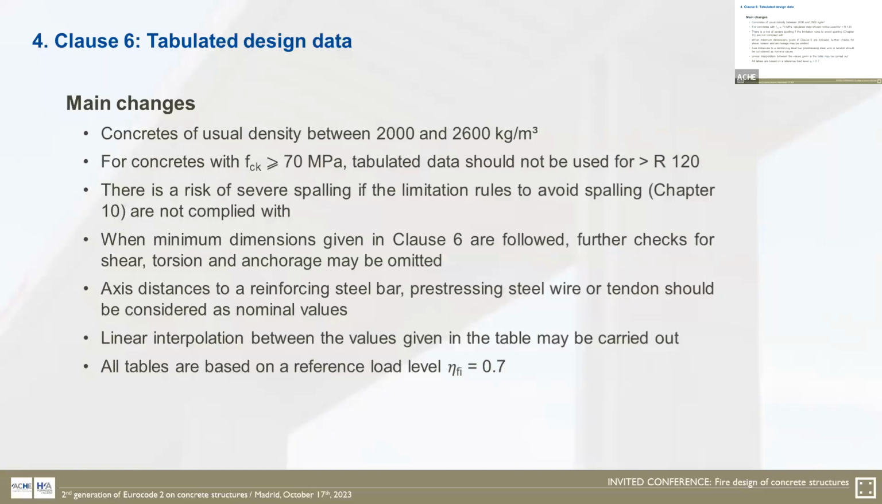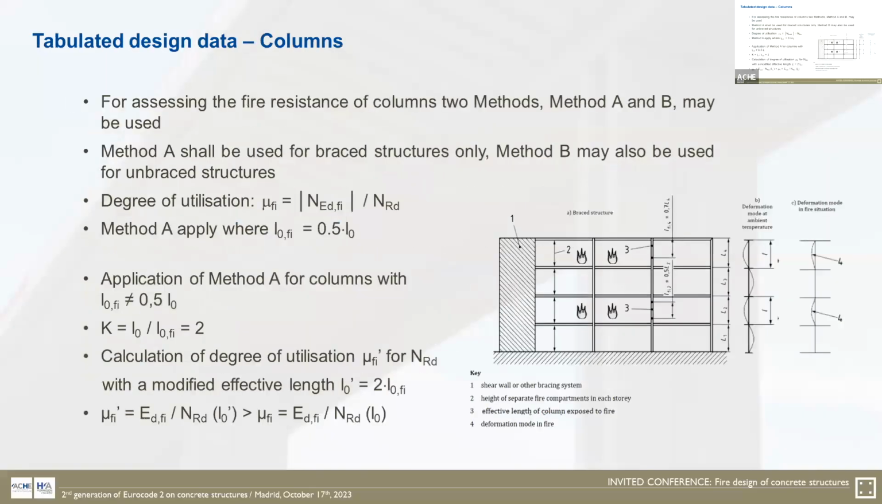There is a risk of severe spalling if the limitation rules to avoid spalling are not complied with, but I will go back to this later. Then there are certain other prescriptions. So these are the main changes, but the most important thing is that, for example, we gave more emphasis to eliminating the differences between what we had previously.